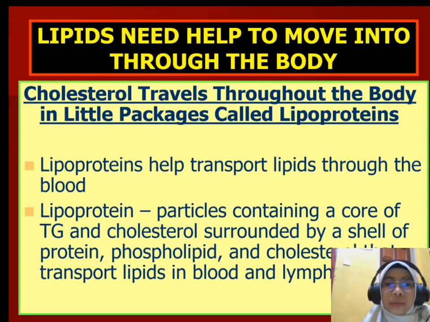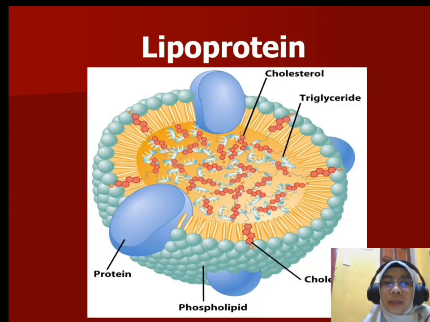Cholesterol travels throughout the body in lipid packages called lipoproteins. Lipoproteins help transport lipids through the blood. Lipoprotein particles contain a core of triglyceride and cholesterol, surrounded by a shell of protein, phospholipid, and cholesterol. Okay, this image is about lipoprotein. We have cholesterol here, triglyceride, cholesterol, phospholipid, and this one is protein.